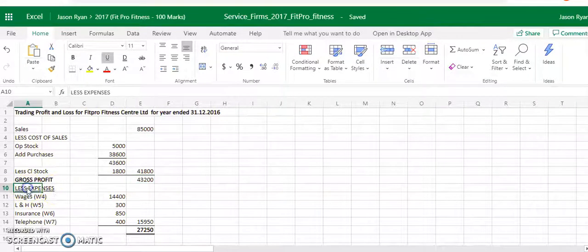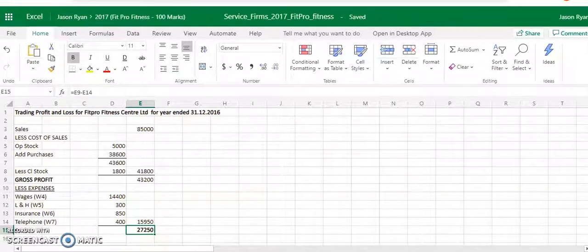Then your expenses that were told in the question. So you've got wages, light and heat, insurance, and telephone. And we've done a working for each one of them, so we're just going to bring the figures across. So it was 24,000 multiplied by 60%, so 14,400. The 300 straight from the question. 850 straight from the question. 400 straight from the question. So your total then is 15,950. So you make a profit then of 27,250.